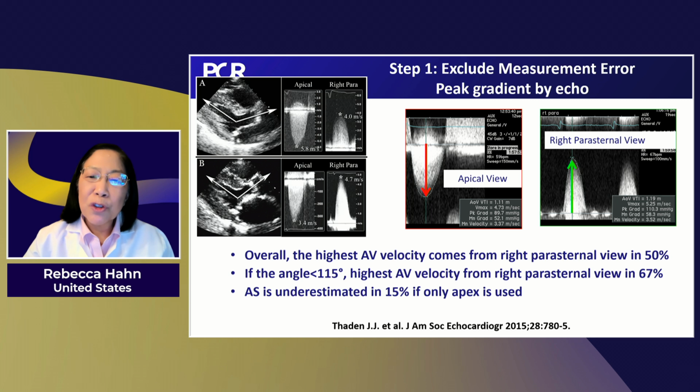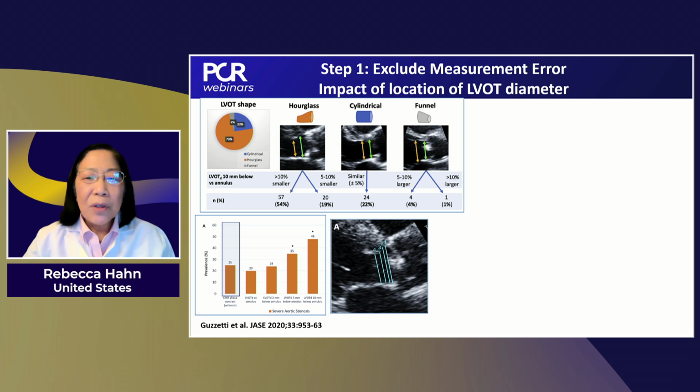And therefore, the right parasternal view becomes one of the most important views that you must acquire, particularly in those patients with a septal bulge. Now, in those patients, the second most common error that we see is in the LV outflow tract diameter.